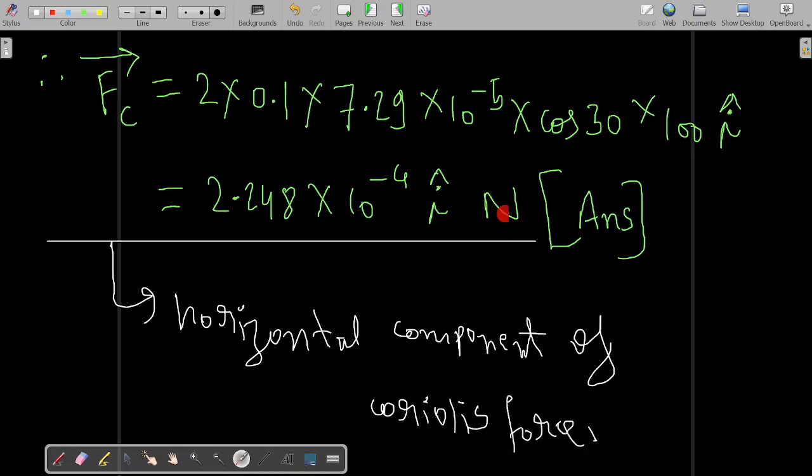The final answer will be in Newton. Why will the final answer be in Newton? Because we have used SI units. As we have used SI units, all the things which we have substituted are in SI units, so the force is in Newton, because Newton is the SI unit of force. Okay, so that is the thing.